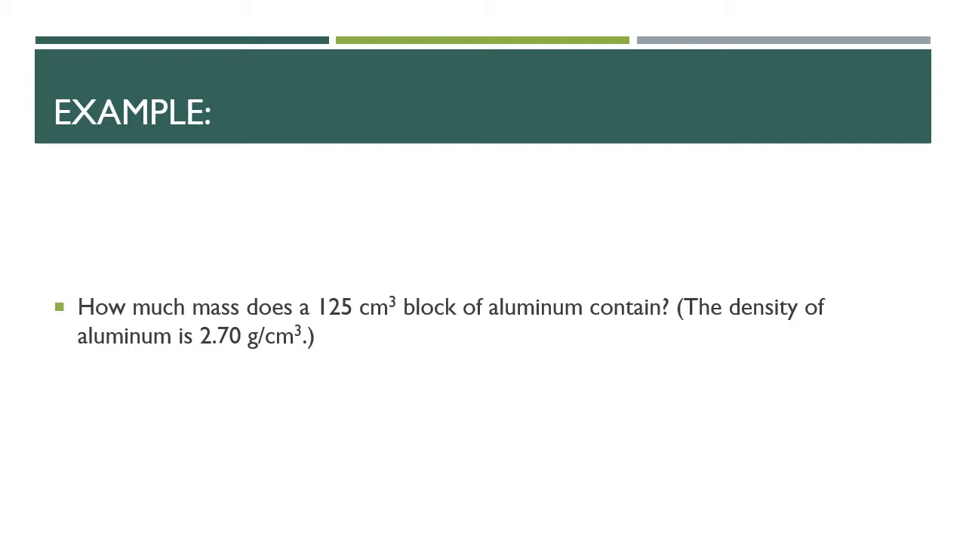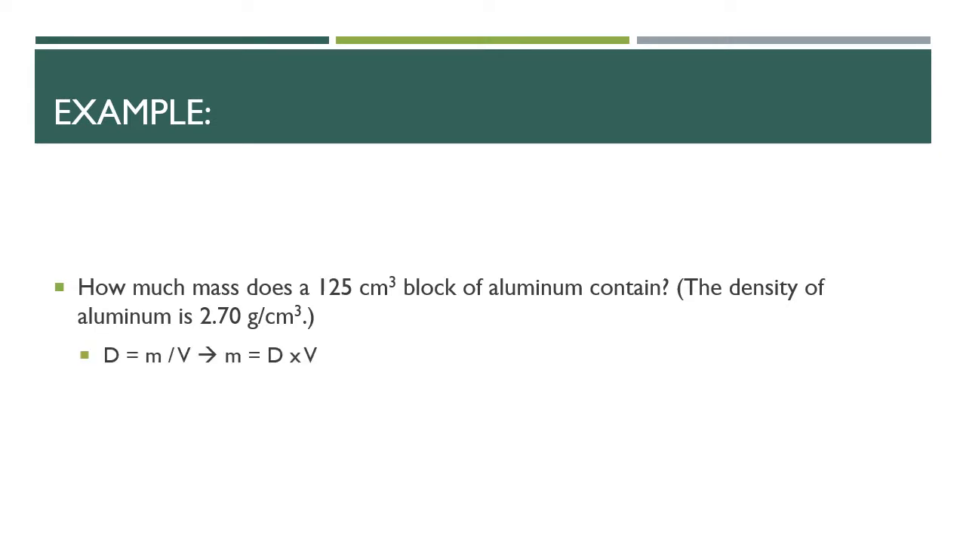How much mass does a 125 centimeter cubed block of aluminum contain? And a reminder, as we mentioned on an earlier slide, that the density of aluminum is 2.70 grams per centimeter cubed. We have been given our density formula. Density equals mass divided by volume.